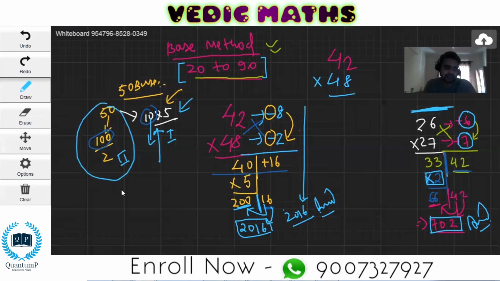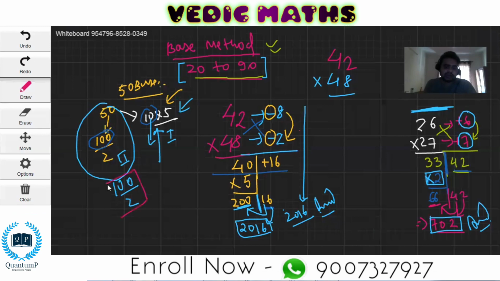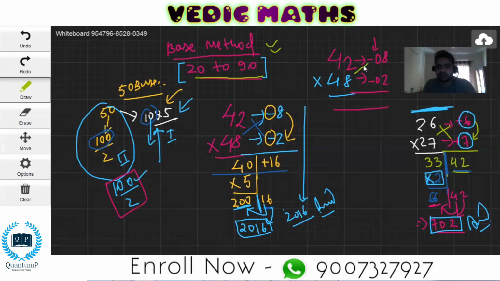If you see, 100 by 2 means you're taking the help of 100. Then, if you're taking the help of 100, obviously you have to use two digits, because two zeros are there. So you'll write here -08. See, I'm putting 0 extra, and -02. This is the extra thing which we have done. Now cross, we have done cross. So again 40, and then this is 60.